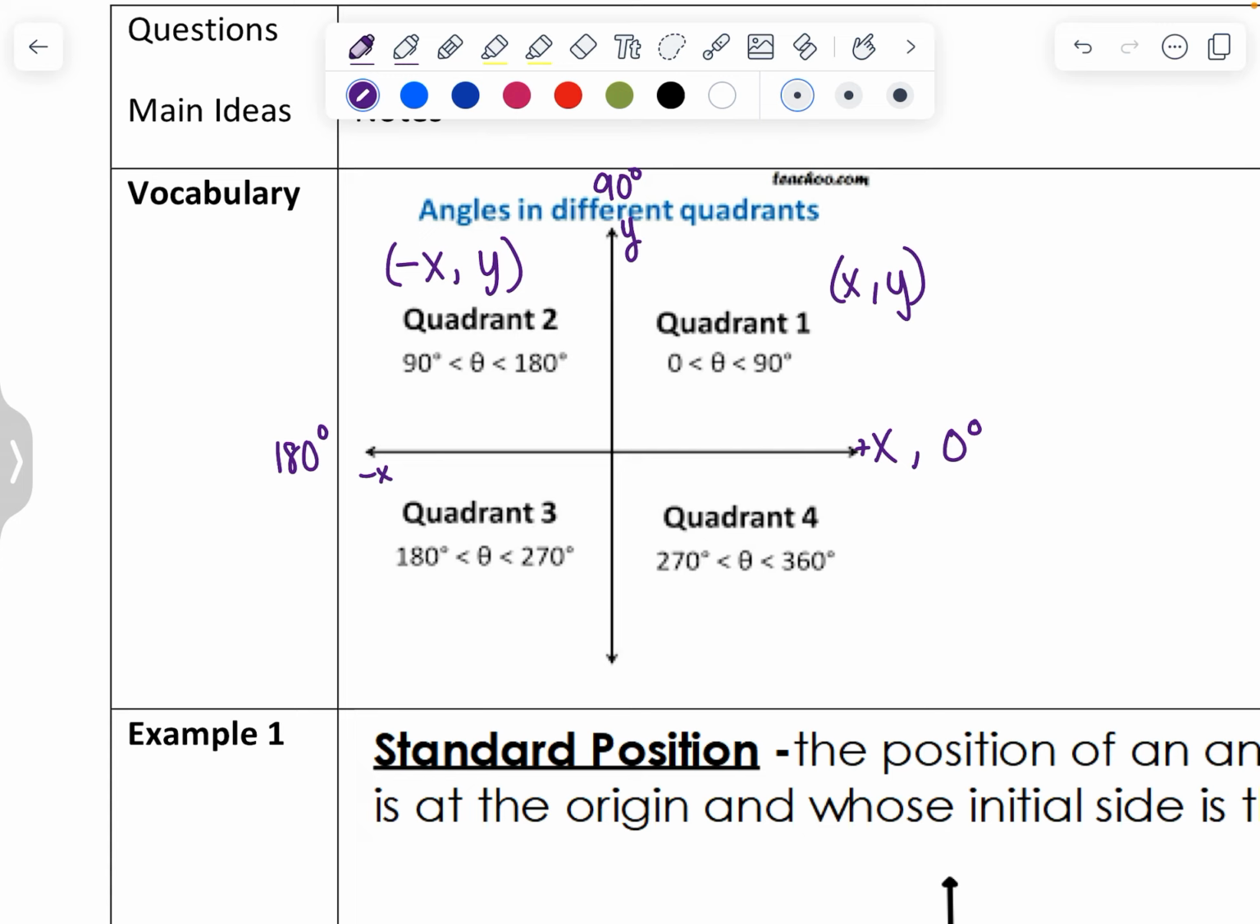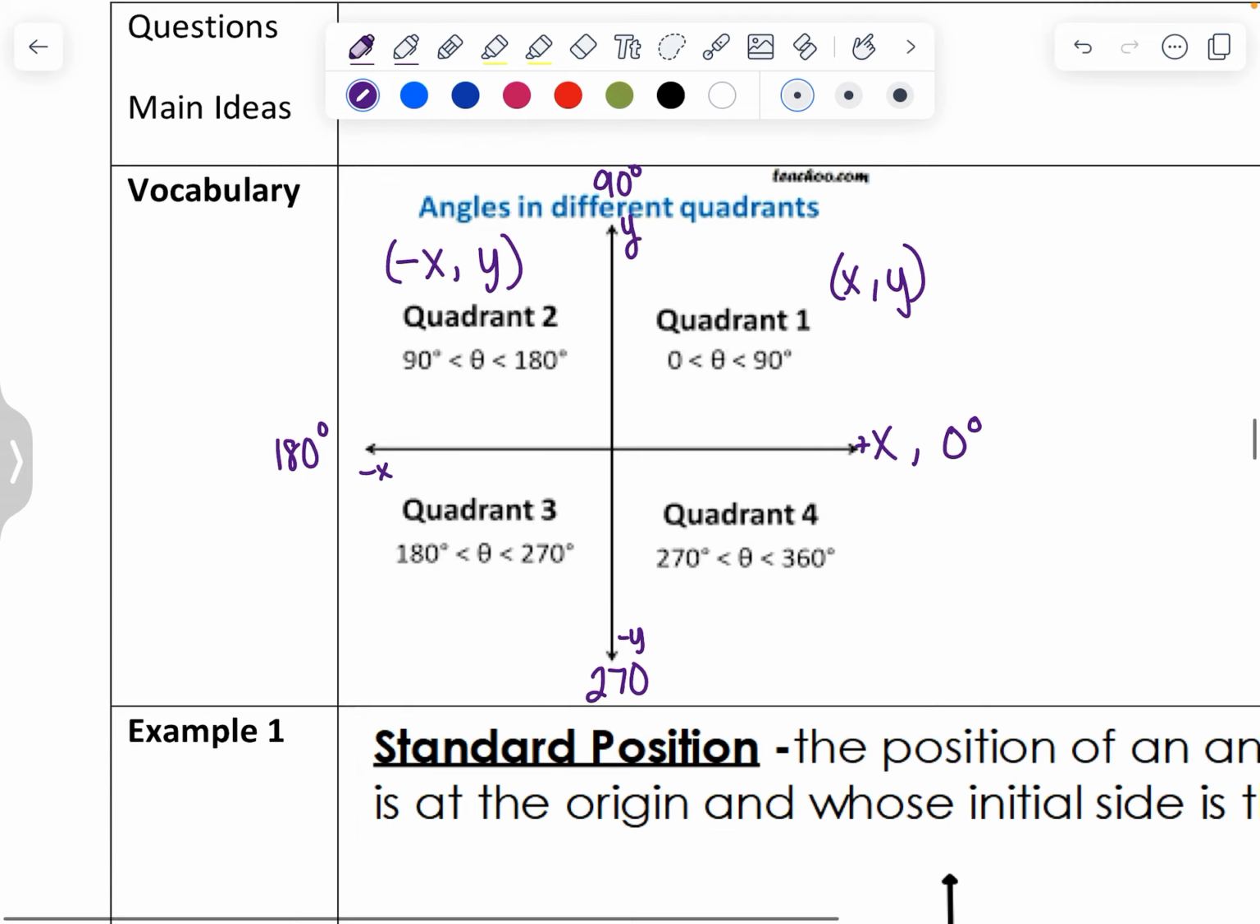And then quadrant 3, 180 plus 90 brings you to 270 at the negative y-axis. So angles in quadrant 3 range between 180 degrees and 270 degrees, and in quadrant 3, both your x and y coordinates are negative. If we go full circle back to the positive x-axis, we've gone a total of 360 degrees. One full revolution is 360 degrees. So in quadrant 4, your angle values are between 270 and 360, your x values are positive and your y values are negative.